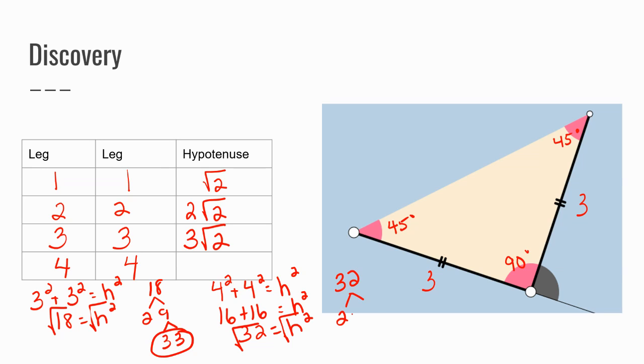Okay, so we get 2 and 16. We get 4 and 4. We could keep going, but I already see a double here, so I'm not going to. So that's going to be 4 square roots of 2. And hopefully that's what you recognized.